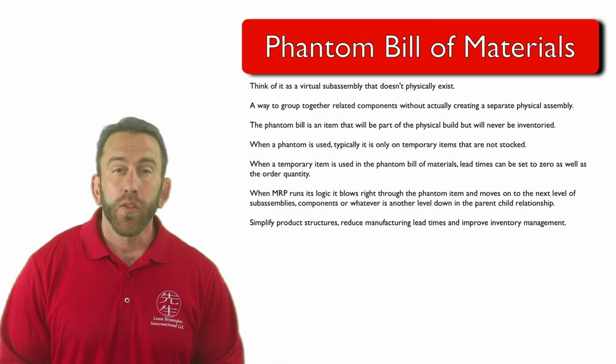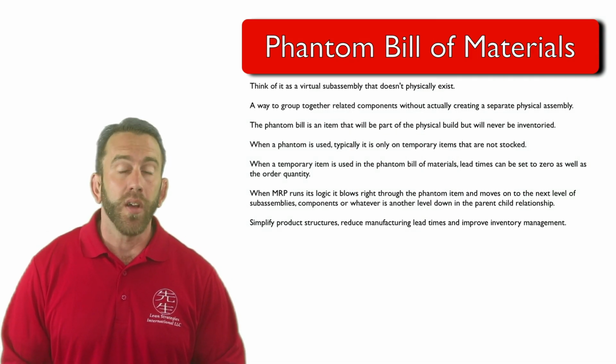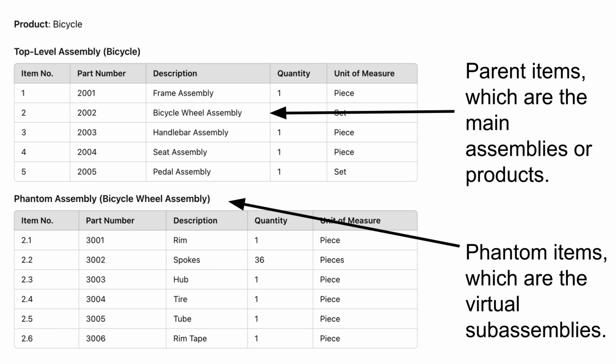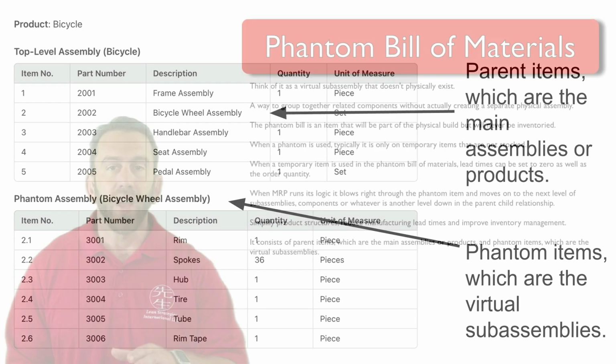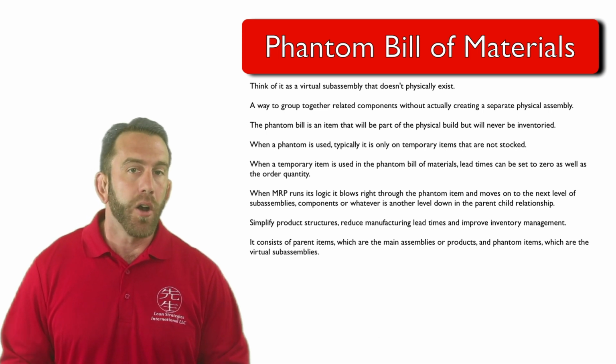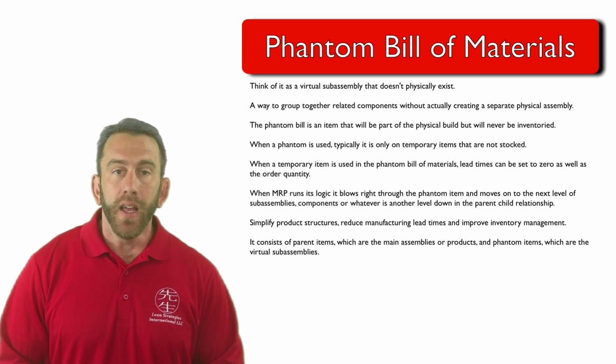With this in mind, let's break down the components of a phantom BOM. It consists of a parent item, which are the main assemblies or products, and the phantom items, which are the virtual subassemblies. These phantom items don't have their own physical inventory, but are instead exploded into their components during production.